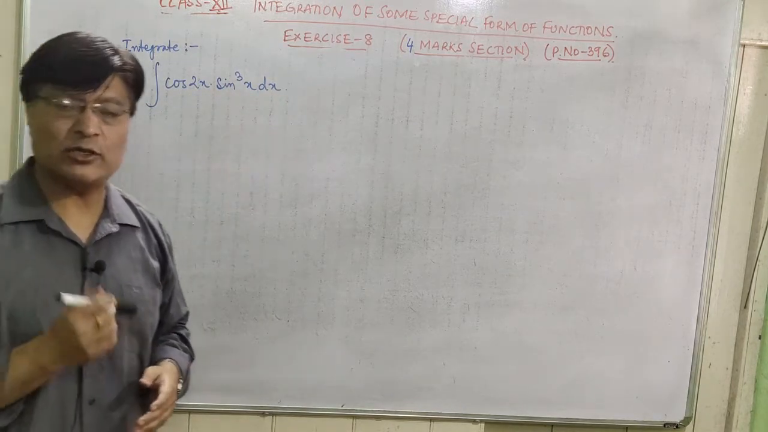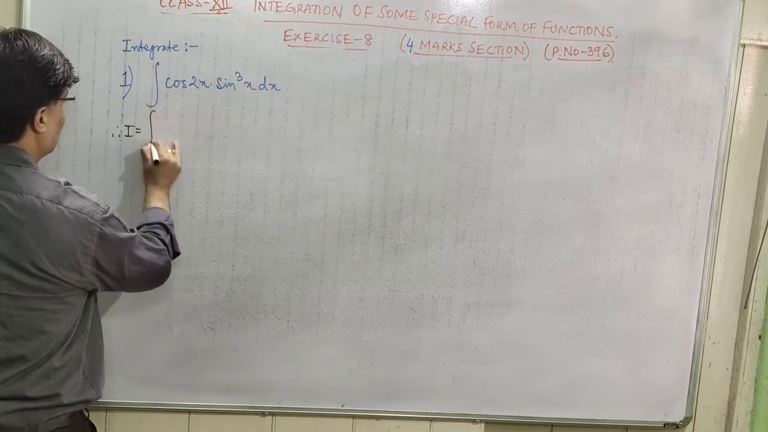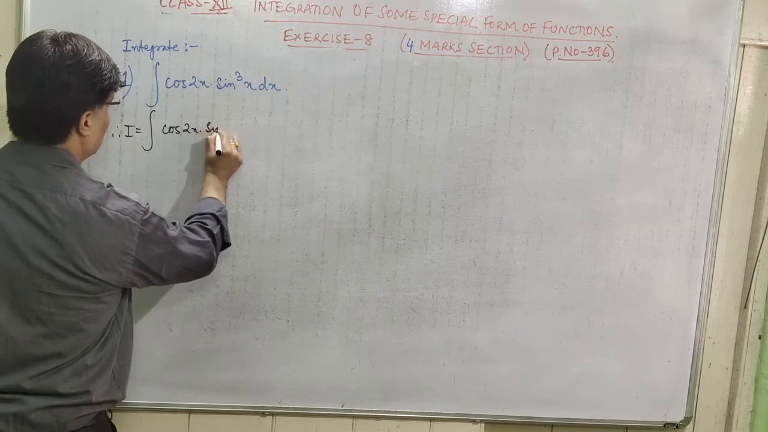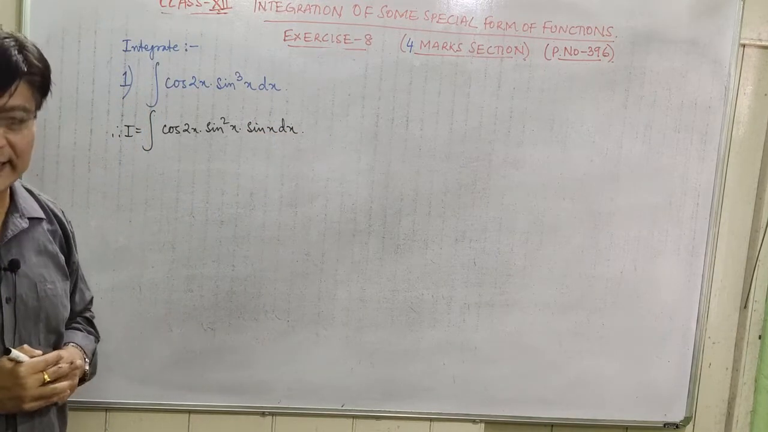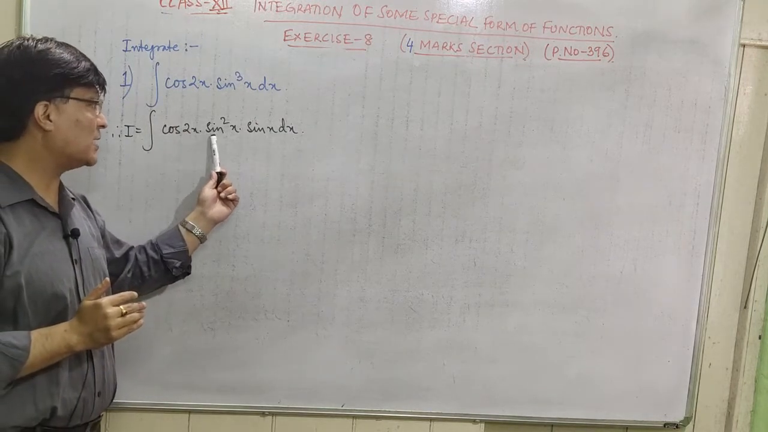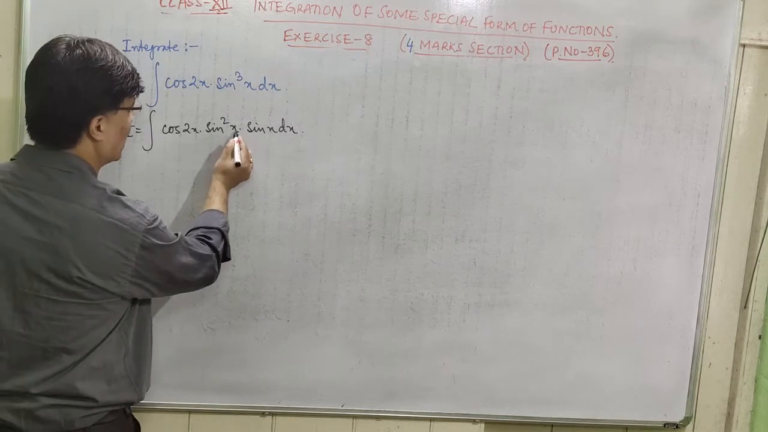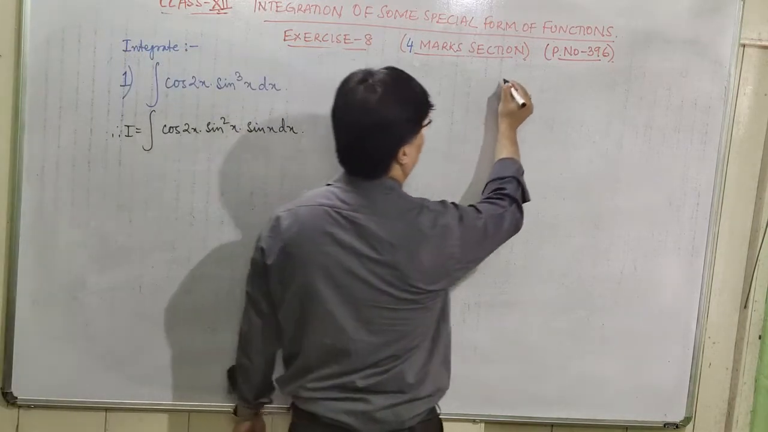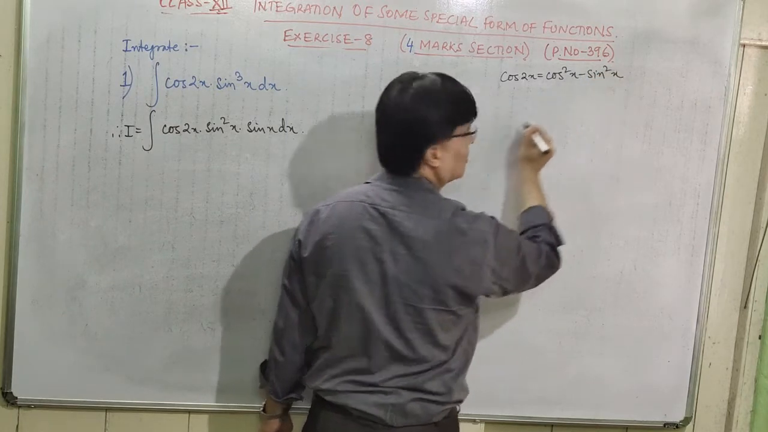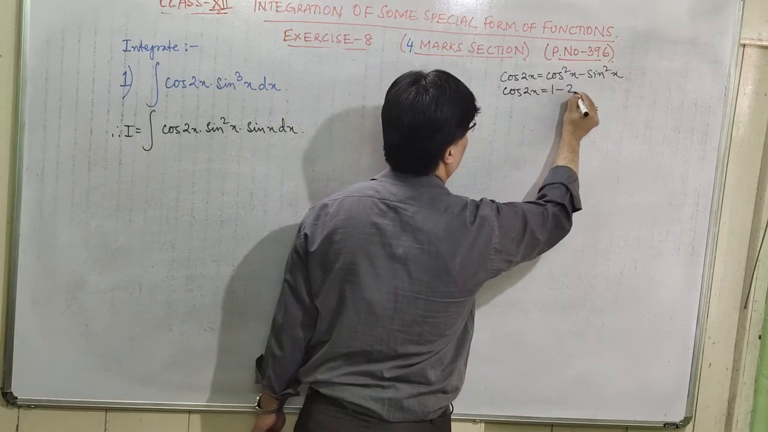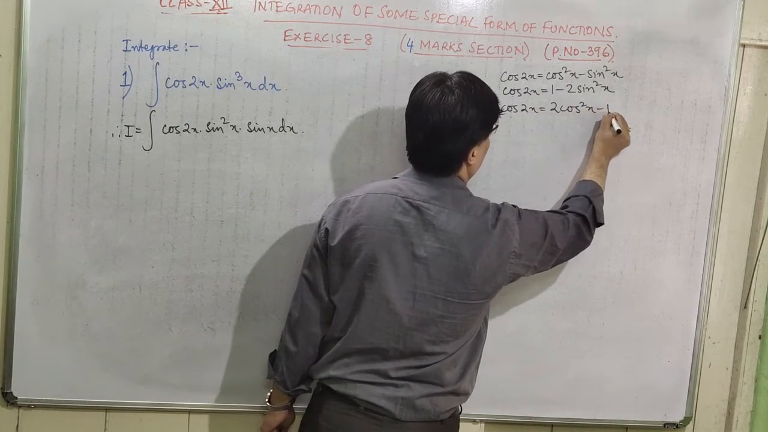There is also odd power for sin x, sin cube x. Let us break the term as sin square x into sin x dx, right? So therefore I is equal to integration of cos 2x into sin square x into sin x dx. That is, sin cube x is separated as sin square x into sin x. And you know that the differentiation of cos x is minus sin x, isn't it? So let us convert this sin square x into cos x and this cos 2x in terms of cos x. Now you know the formula of cos 2x: it may be cos square x minus sin square x, or 1 minus 2 sin square x, or 2 cos square x minus 1.